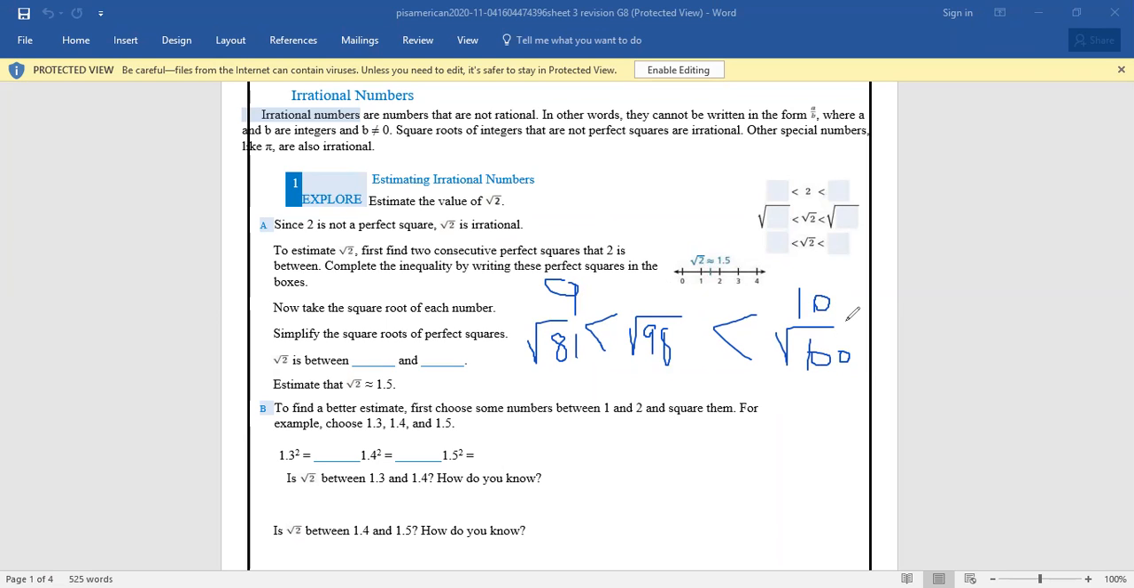Imagine that you have the number line in front of you now. 98, will it be closer to 100 or closer to 81? Imagine the number line. 100, sorry, closer to 100. Yes, it's closer to 100.